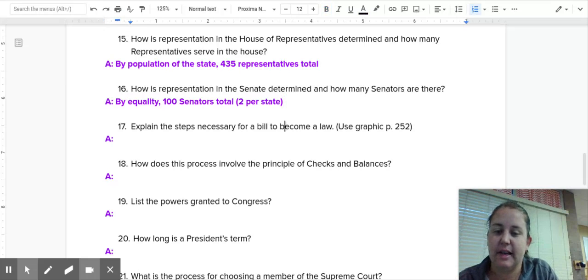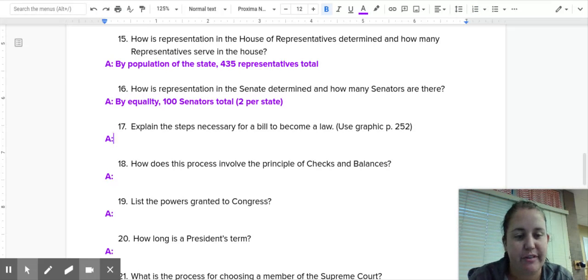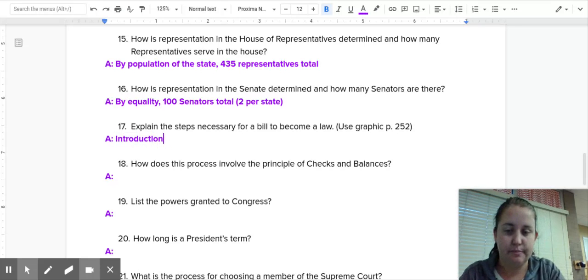All right, number 17 asks you to look at your book, page 252, to say what are the necessary steps for a bill to become a law. So first, it has to be introduced. Somebody has to write it.